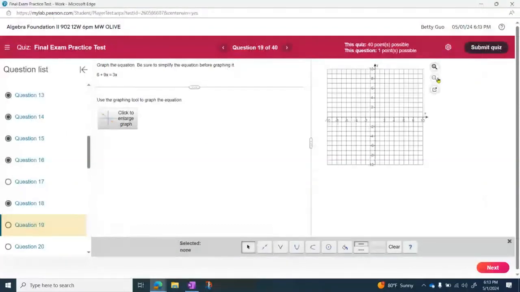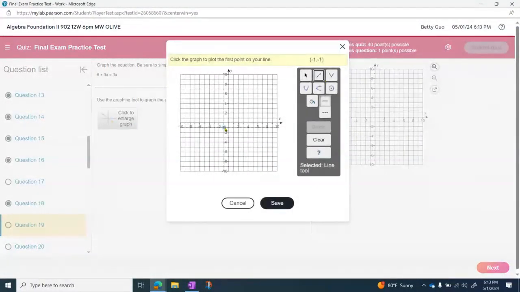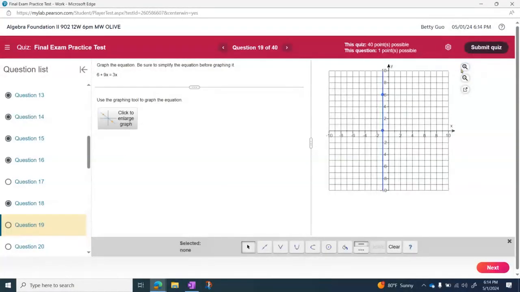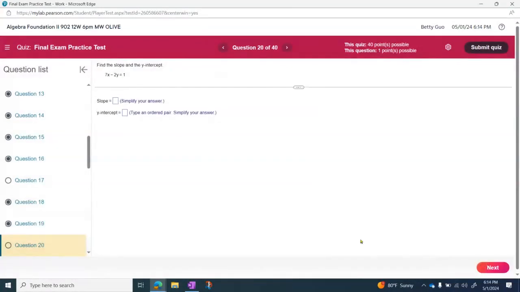So let's graph it. It's going to be actually easier. This is 0, this is -2, so between 0 and -2 is -1, and you just go up or go down to click another point to make sure the straight line is vertical. That would be fine. And you can zoom in, like make it bigger to double check your result. This is x equals -1, so that's correct.